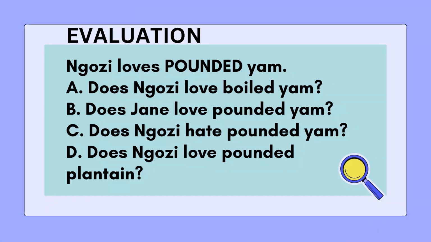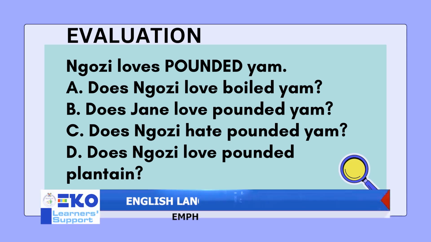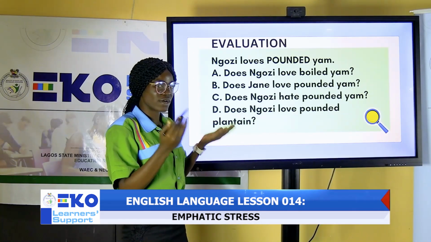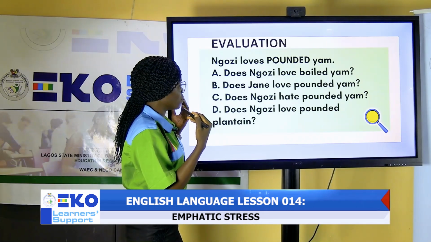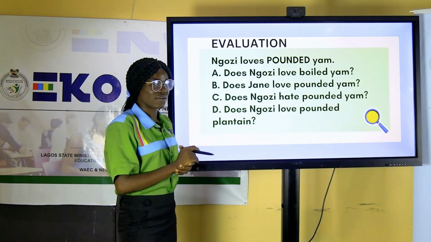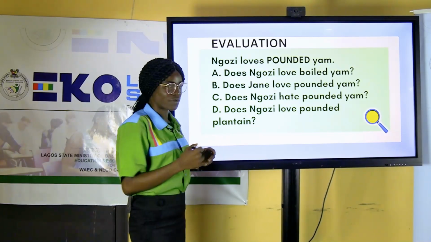Does Ngozi love boiled yam? No. Boiled is not where we have the emphatic stress. Does Jane love pounded yam? Does Ngozi eat pounded yam? Does Ngozi love pounded plantain? Plantain is not where we have the emphatic stress. But the focus is on pounded. So what contradicts the emphatic stress from the options you've read?